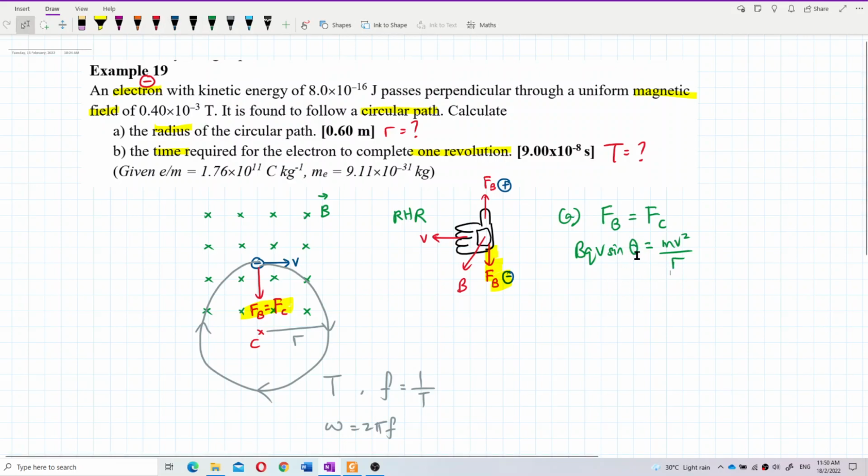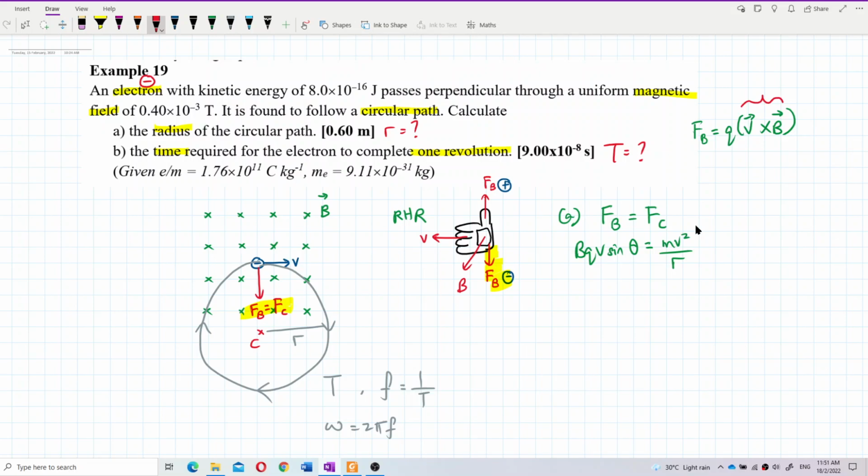What is the angle theta? Theta is the angle between V and B, because we previously learned about QV cross B. So the angle theta is between the two that cross each other, which are the velocity and the magnetic field. Theta is the angle between these two. So can we find the theta?